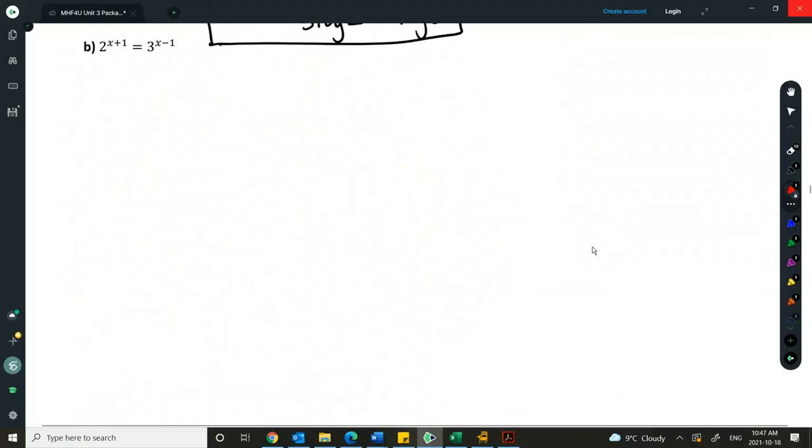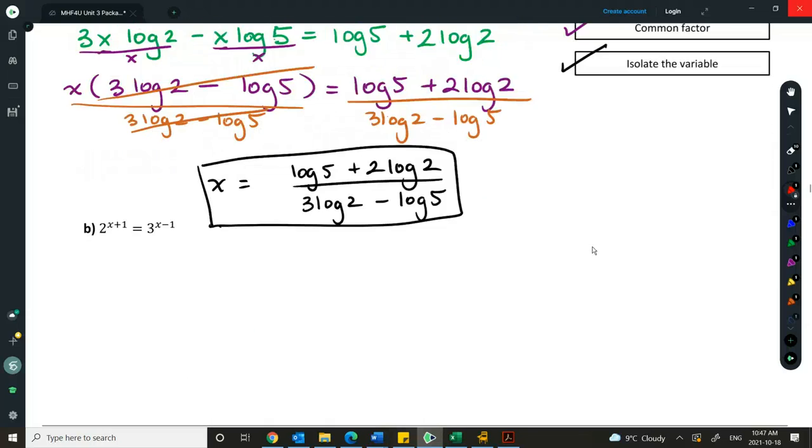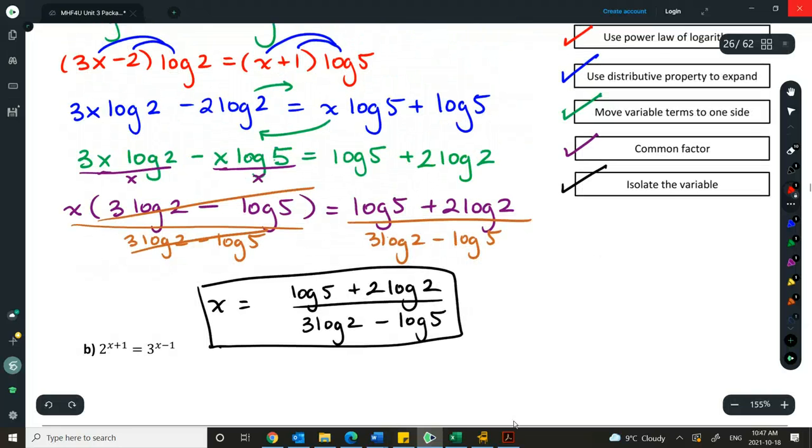Okay, I want you guys to try the process on B. See if you can follow along with it. See if you can solve. I'm going to give you a couple minutes head start to do this.